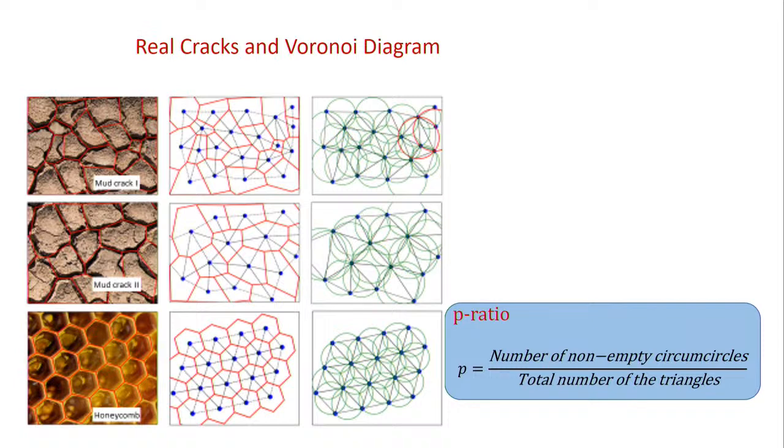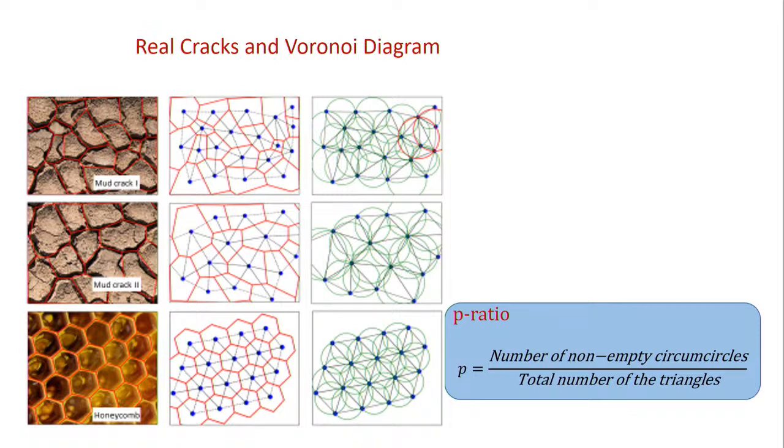And you can see here that some of the Delaunay circumcircles are marked in red. Why? Because this is not a perfect Voronoi, as in a perfect Delaunay triangulation, a circumcircle should not contain any other seed. Those that contain a seed have been marked with red. So you can define how good a Voronoi diagram is by defining something: the number of non-empty circumcircles divided by the total number of triangles.